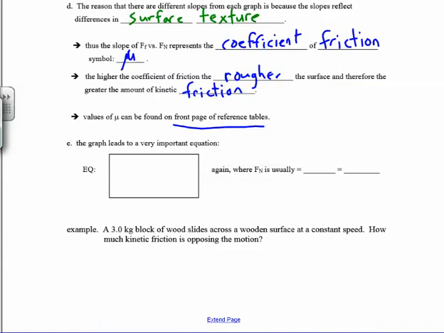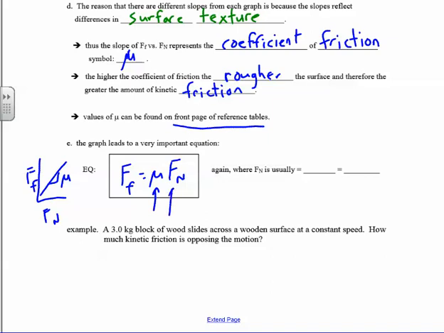Anyway, the graph above leads to a very important equation. Okay, we have again force of friction, normal force, and a straight line where the slope is the coefficient. So we can say that y equals m, the coefficient, times x, the normal force. And we call that the FUN equation, F-U-N. All right, so it's a really nice equation. So if you are told something about the surface, and you're told about how much normal force is pressing onto the surface, then you can predict or calculate how much friction there will be.